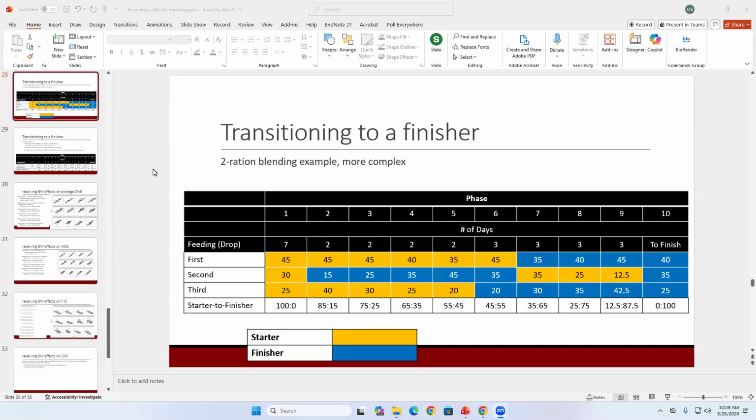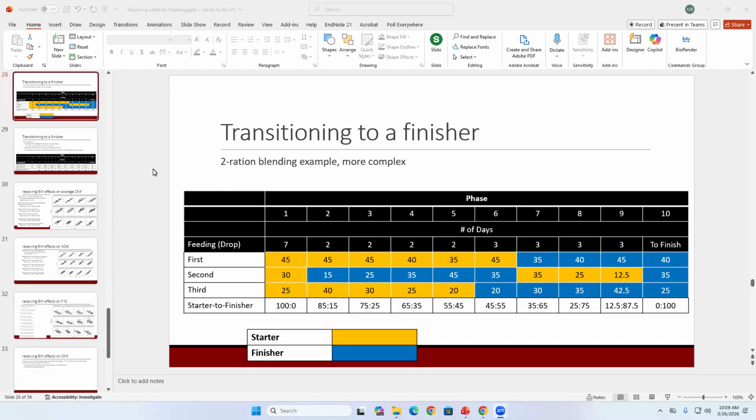So I think this is the last slide we went over. It shows how a two ration blend can get kind of complex whenever you start playing with like 3 drops of feed or feeding multiple times a day. But this is an example of a transition strategy that's actually used by a consulting nutritionist.